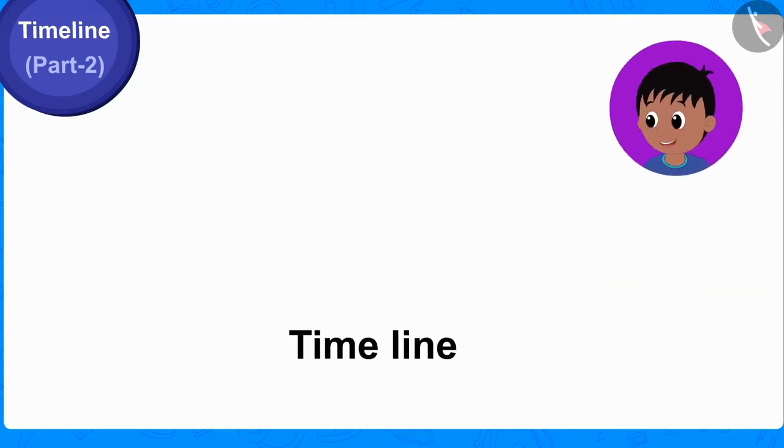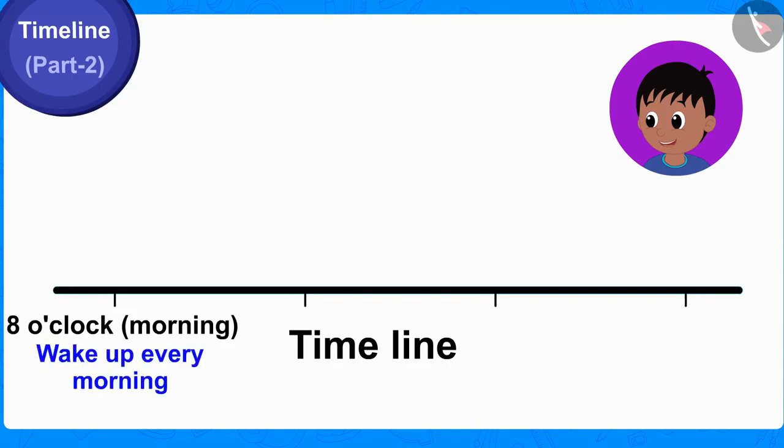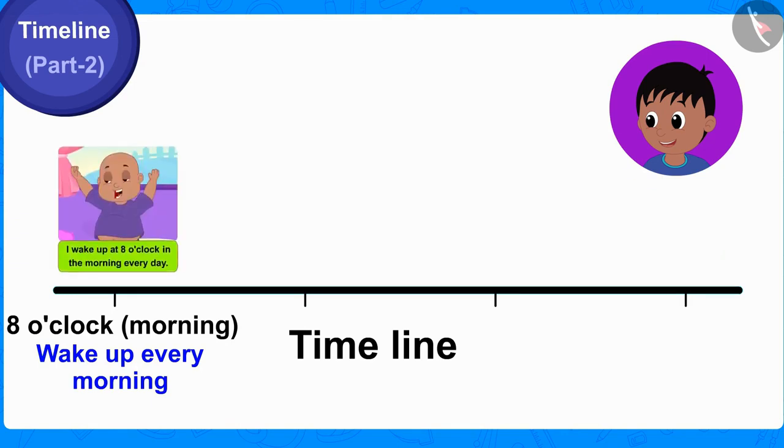Raju drew a timeline in Bablu's diary in this way and wrote 8 o'clock in the morning as the very first task. He told Bablu that he can write Wake up every morning under this. Or if he wants, he can also draw a picture for it.